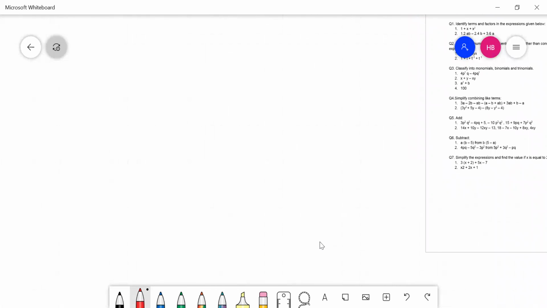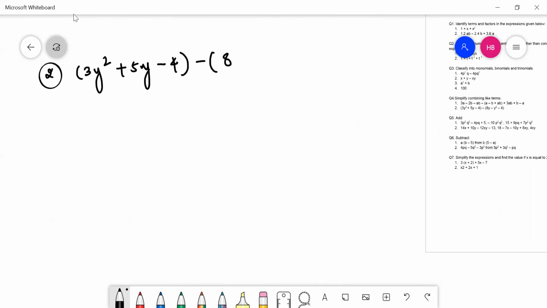Now let's take the question number second and solve it. The question number second is 3y square plus 5y minus 4, minus (8y minus y square minus 4). Okay, if these are the two algebraic expressions, so what I have to do is, again, as I've told you, always open the brackets. Here I can write 3y square plus 5y minus 4 as it is. Now there is a minus sign outside the bracket. It means that this minus sign has to be multiplied with each term inside the bracket.